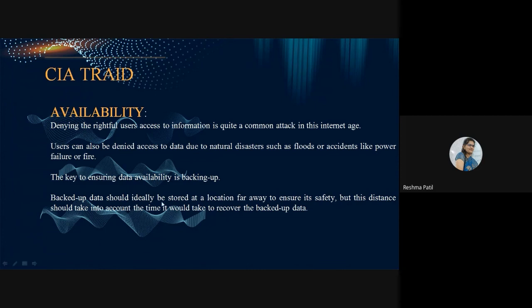Backup data should ideally be stored at a location far away to ensure its safety. But this distance should not be so much that it will take too long to recover the backup data. So this thing also we have to consider. So this is about availability.